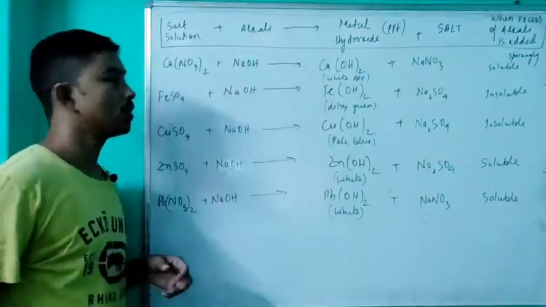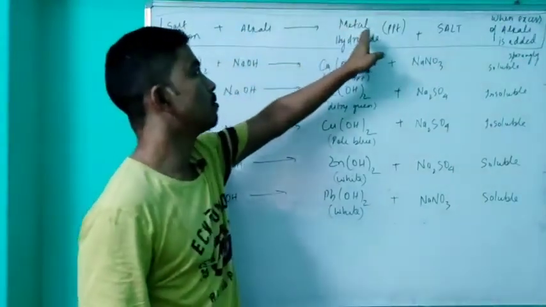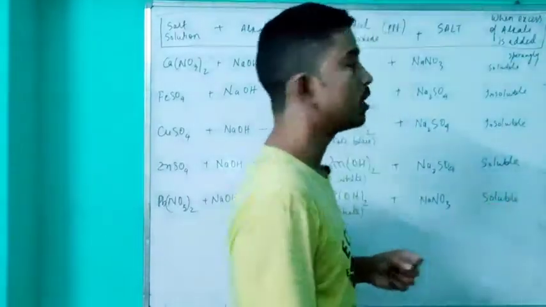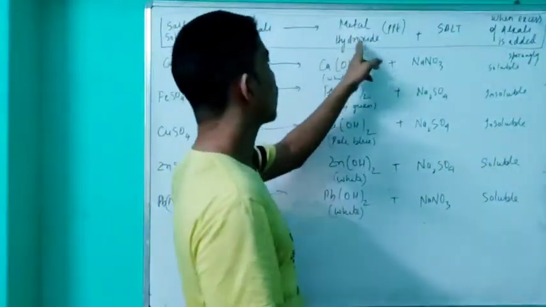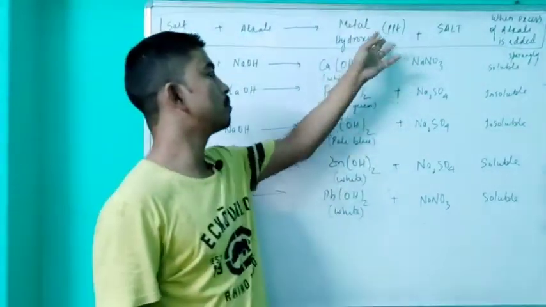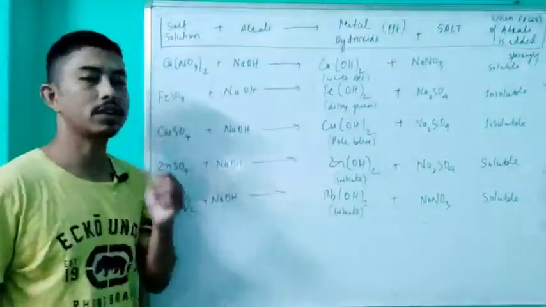Here is the main formula, which tells us what happens when you treat a given salt solution with sodium hydroxide. Whenever the salt solution is treated with the alkali, it will give a metal hydroxide and a salt, and this salt will be formed within the solution. The metal hydroxide gets precipitated.